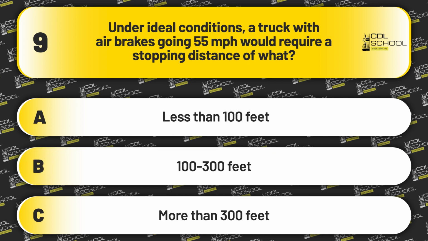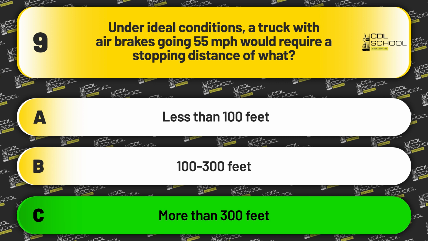Under ideal conditions, a truck with air brakes going 55 miles per hour would require a stopping distance of what? A. Less than 100 feet, B. 100 to 300 feet, or C. More than 300 feet. The correct answer is, it will require a stopping distance of more than 300 feet.